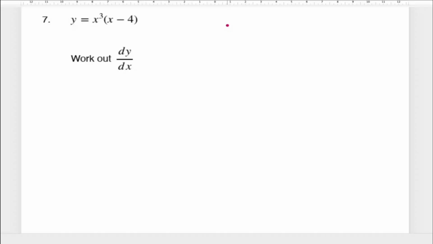Okay, so what I'm going to do is write down the power rule. Remember, if y is equal to k multiplied by x to the power of n, then the derivative of y with respect to x will be equal to k multiplied by n multiplied by x to the power of n minus 1, because we have to reduce the power by 1. So this is very, very important.